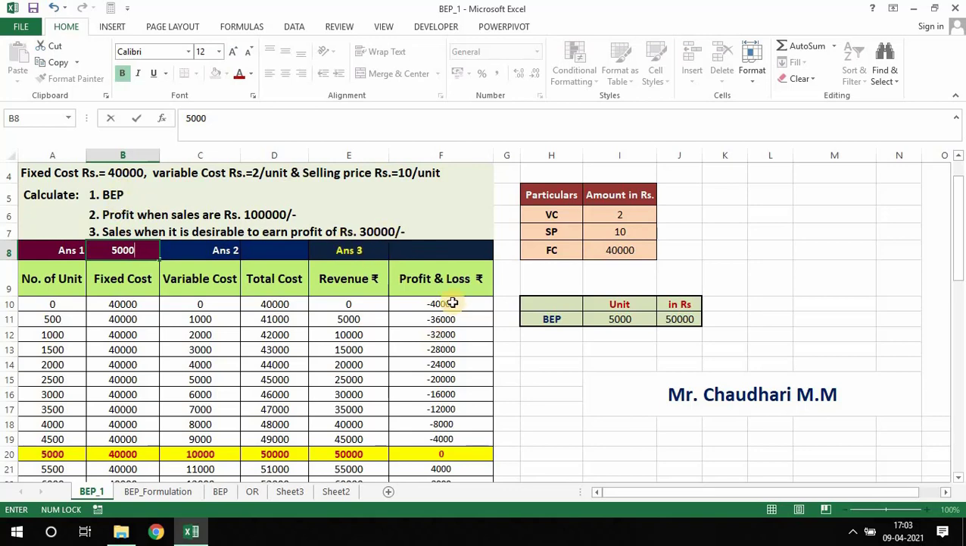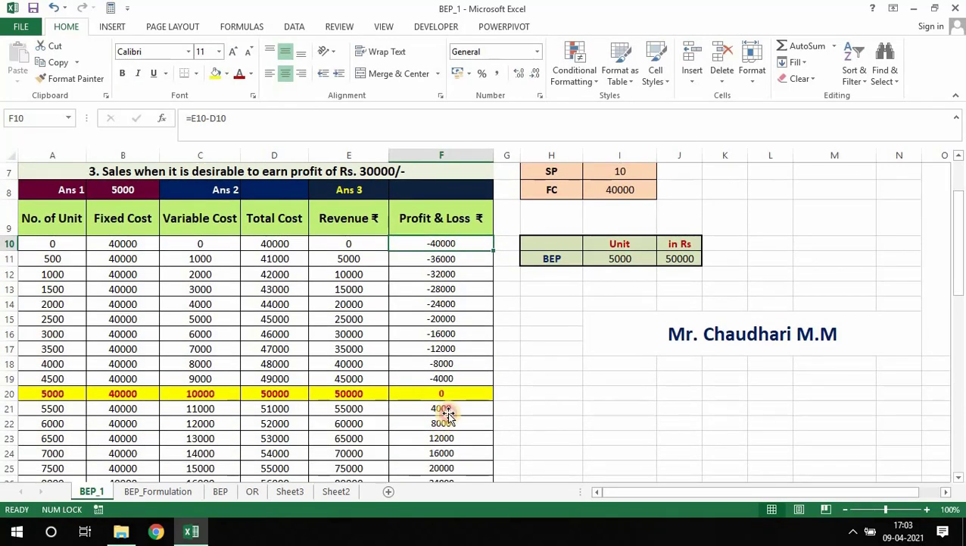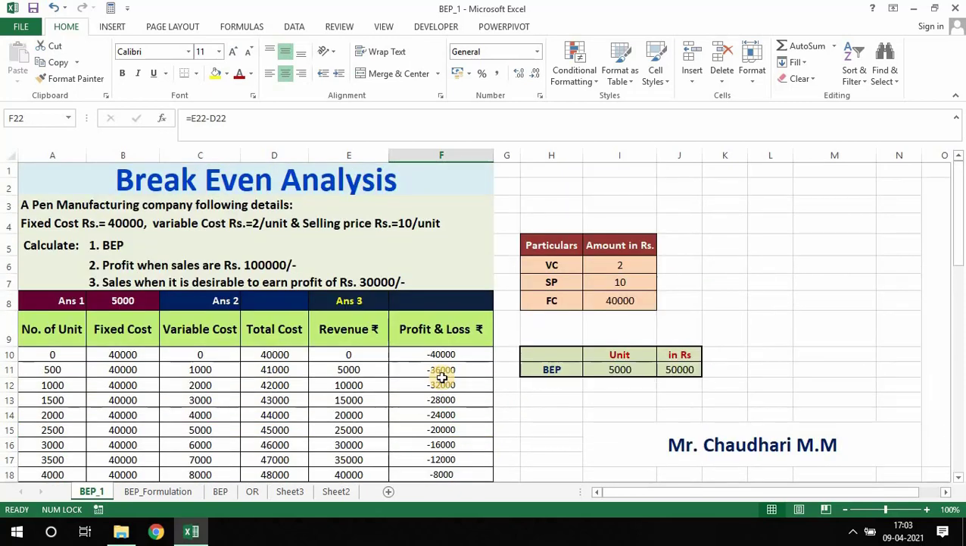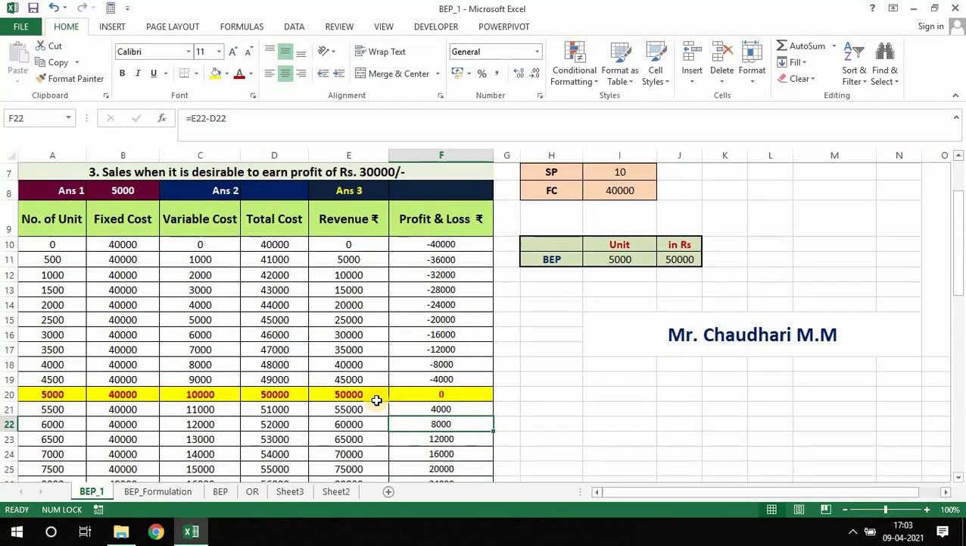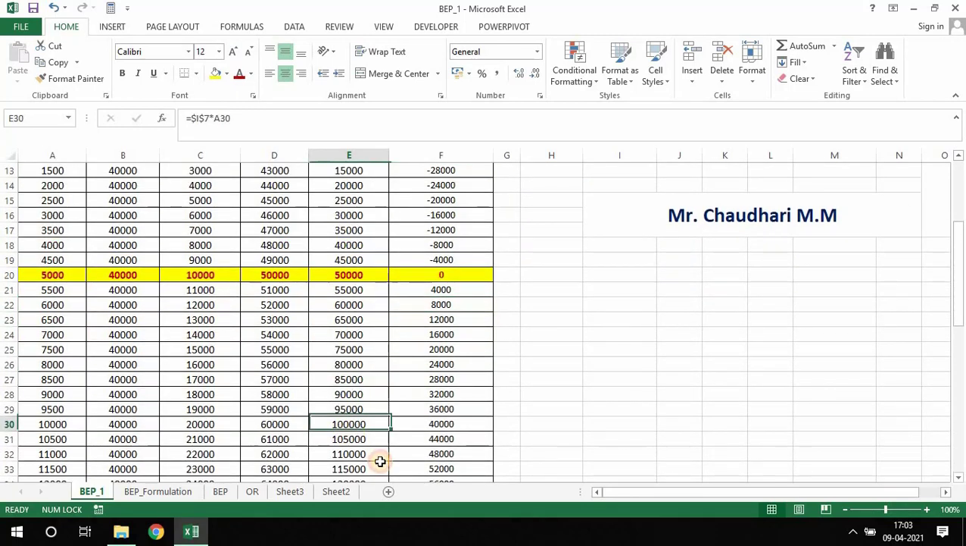A negative value indicates a loss and a non-negative, positive value indicates a profit. Now the next term is the profit when sales are rupees 1 lakh. So how much sales? 1 lakh. So go to revenue and check the 1 lakh rupees value. See here, there is 1 lakh. This row, again I will highlight it here.